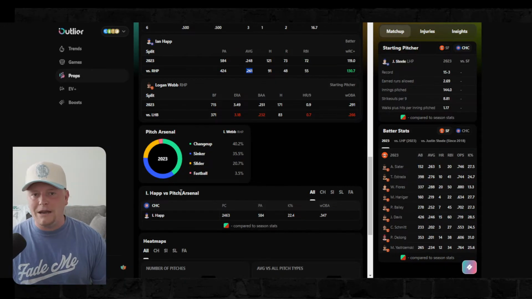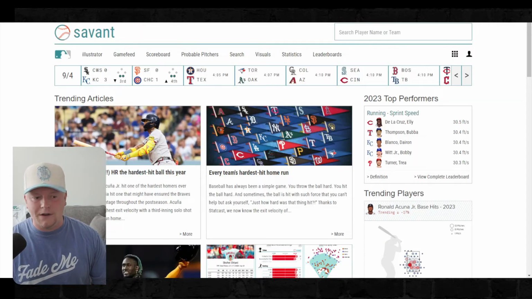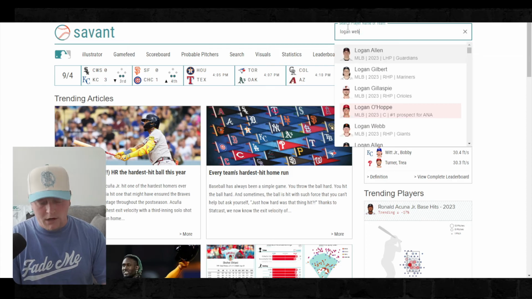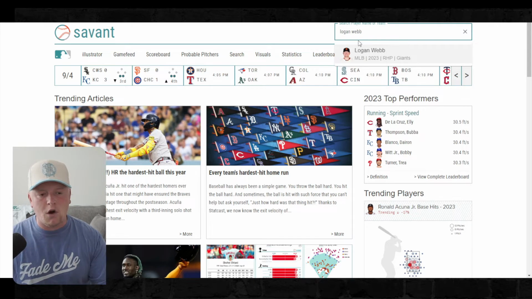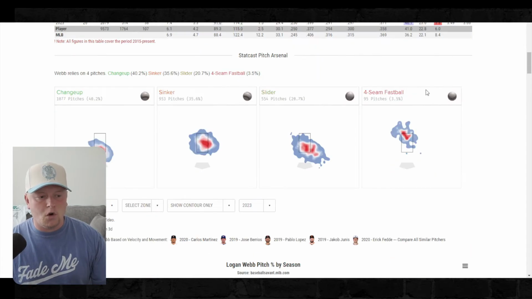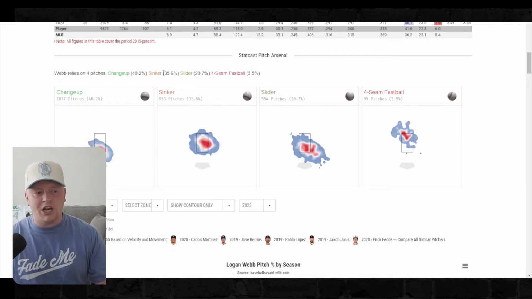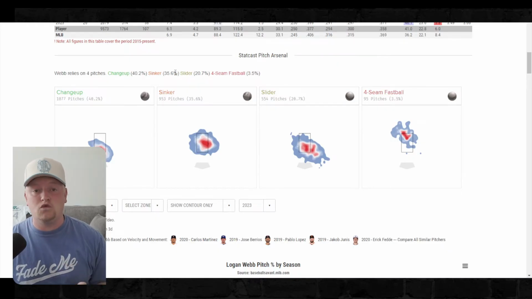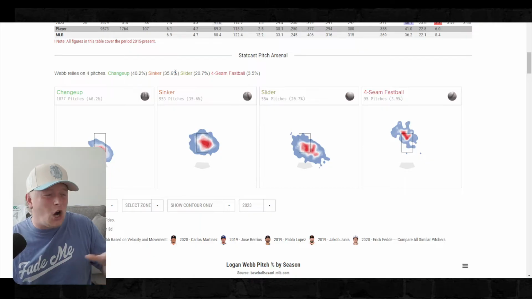But you can find this information on other sites like Baseball Savant. We'll head over there. This is a completely free site. We can search Logan Webb because now we want to know what pitches he throws and what percent of the time. If we scroll down here, you can see Webb relies on 4 pitches. 40% of the time he's throwing the changeup, 35% the sinker, and then 20% the slider. Anything under 20, I really wouldn't give too much credit. In fact, I like looking at the first 2 pitches more than anything. So again, it's changeup and sinker that we're going to focus on, with sort of a tertiary slider in there.